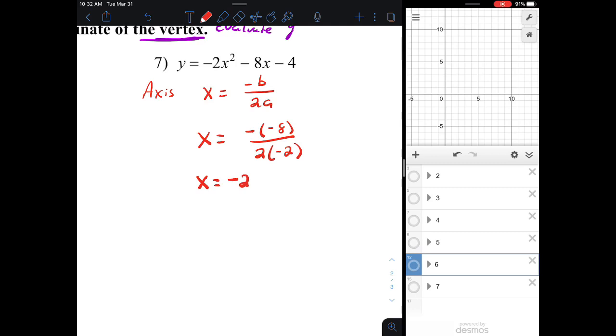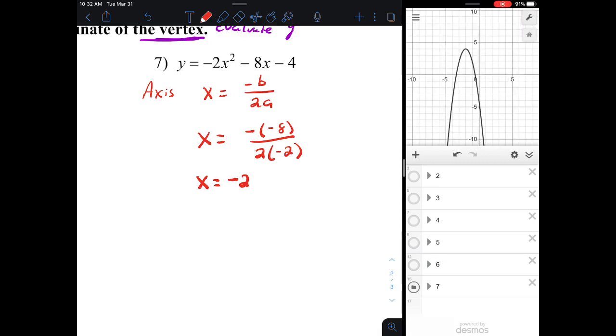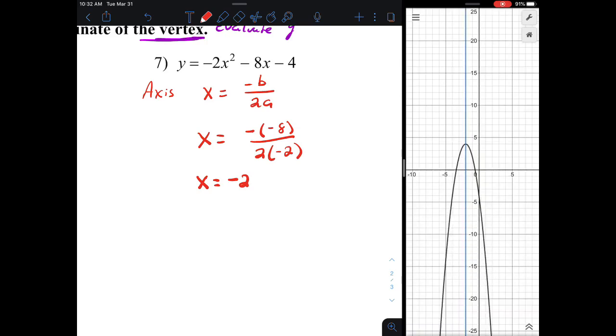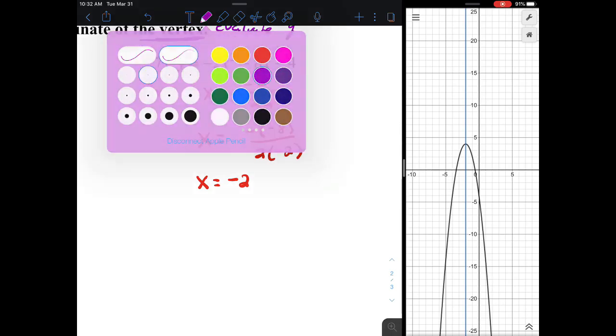So let me pull up the graph of number 7. Let's make sure that x equals negative 2 will split this parabola right down the center. And so let me graph x equals negative 2. And pull this out of the way, and I look, it splits that graph right down the center, so therefore we did it correctly. And now to find the vertex.